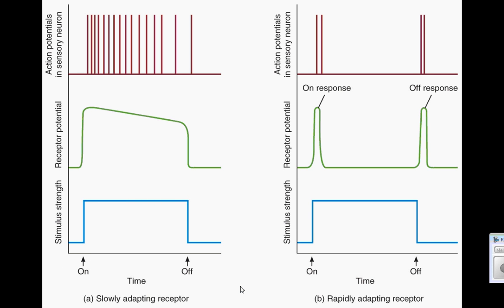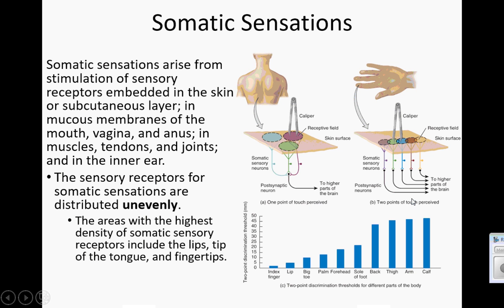An easy way to demonstrate this is to take something like a penny and put it on your forearm. You're going to feel that penny for a little bit, and then all of a sudden it's just going to disappear. That's stimulating touch, which is a rapidly adapting sensation. We talked about this the other day as well.